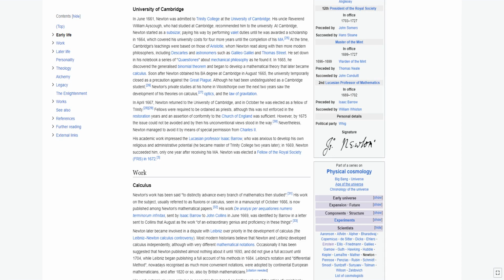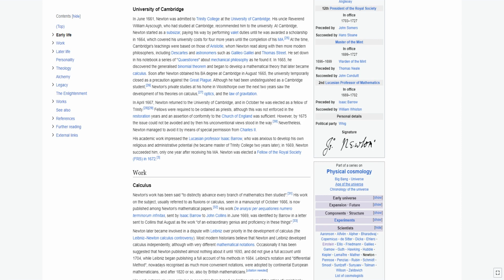In June 1661, Newton was admitted to Trinity College at the University of Cambridge. His uncle, Reverend William Askew, who had studied at Cambridge, recommended him to the university. At Cambridge, Newton started as a subsizar, paying his way by performing valet duties until he was awarded a scholarship in 1664, which covered his university costs for 4 more years until the completion of his M.A.